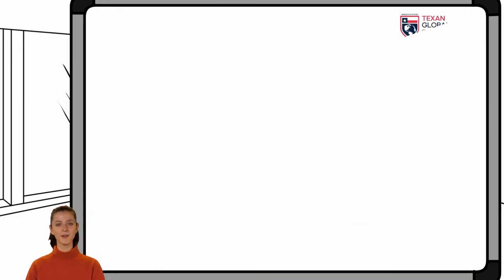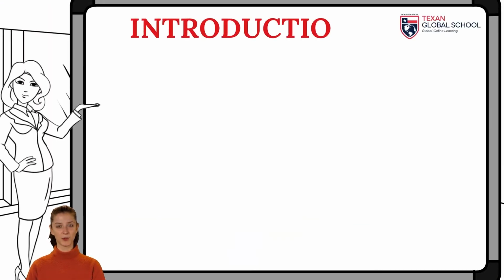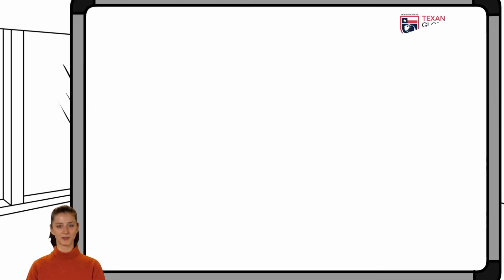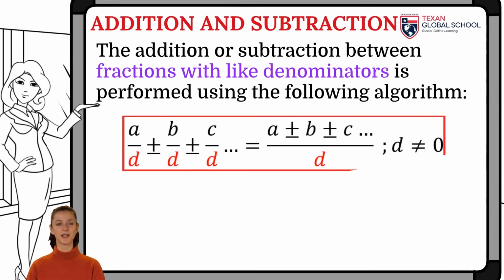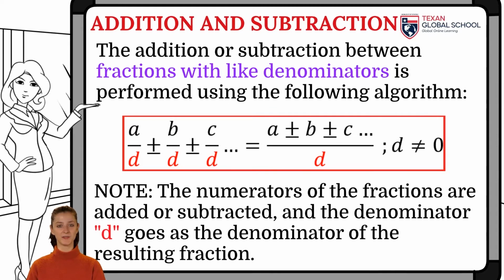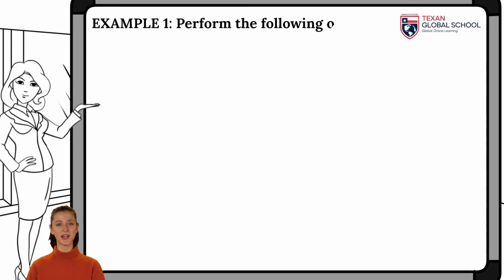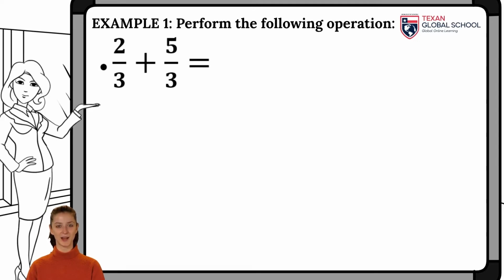In this class, we will analyze the processes to perform additions and subtractions between fractions. The addition or subtraction between fractions with like denominators is performed using the following algorithm. The fractions' numerators are added or subtracted, and the denominator passes as the denominator of the resulting fraction. Let us look at the first example.